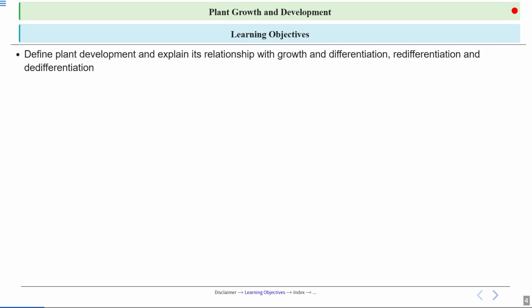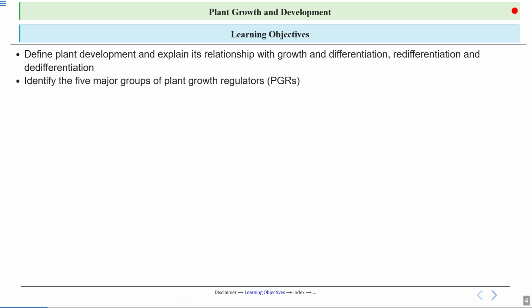So let us see the learning objectives of today's session. First, we are going to define what plant growth and development is, and explain how the relationship between growth and differentiation is established. We will also talk about the redifferentiation and dedifferentiation phenomena.